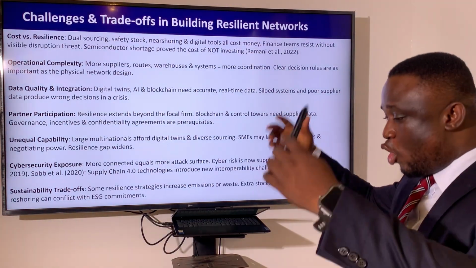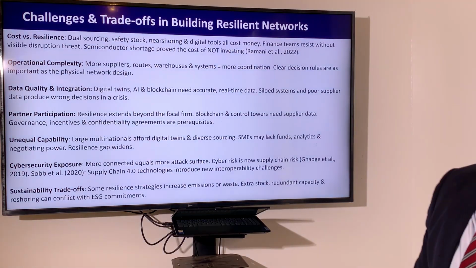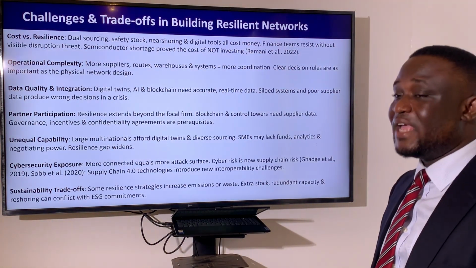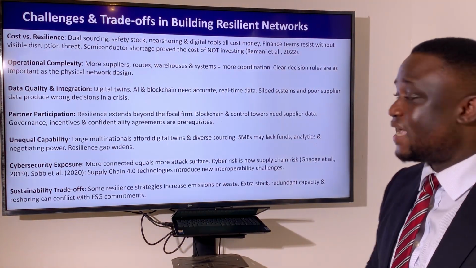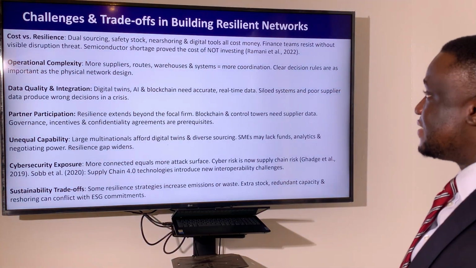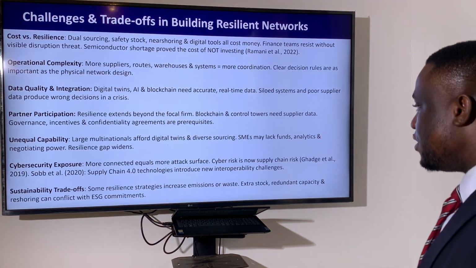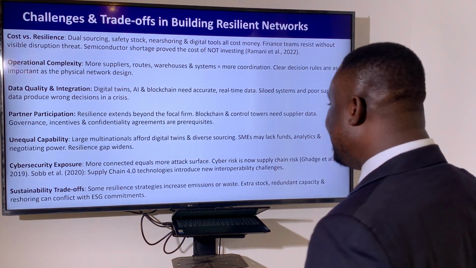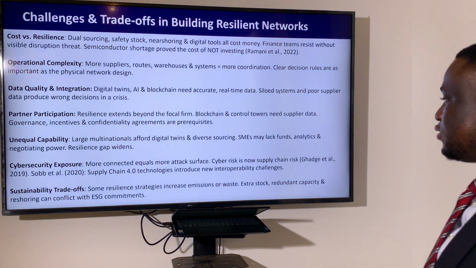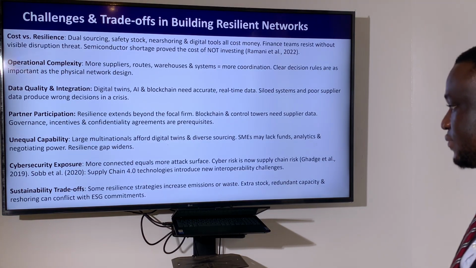But in our quest to always build better technologies to support supply chain, we also tend to expose ourselves to a lot of cybersecurity exposure. And this is a challenge in building a resilient network. However, we need better systems, but Industry 4.0 technologies introduce new interoperability challenges.